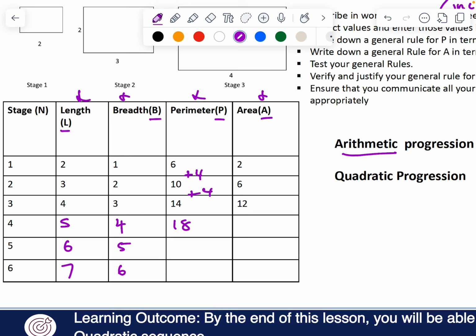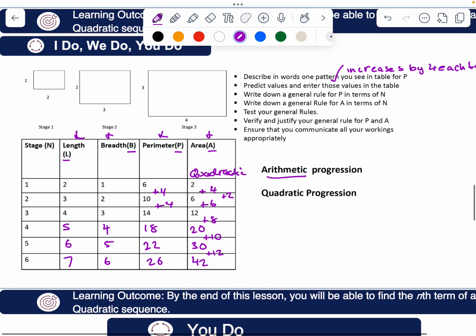And then the last one is plus 4, plus 6. So it looks like the second difference is going to be plus 2. So that'll be plus 8, plus 10, plus 12. So that's going to be 20, 30, and then 42. So we know that the area is a quadratic sequence. Okay? Right, done that bit.